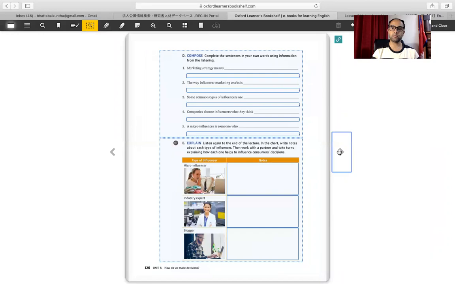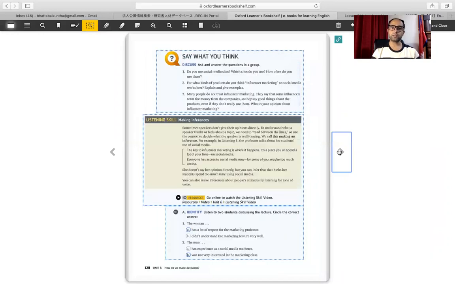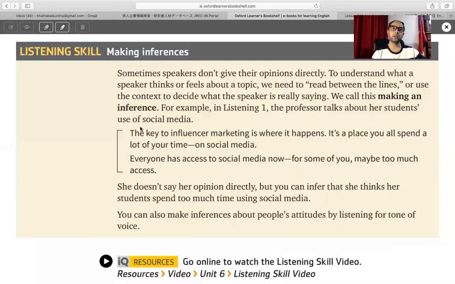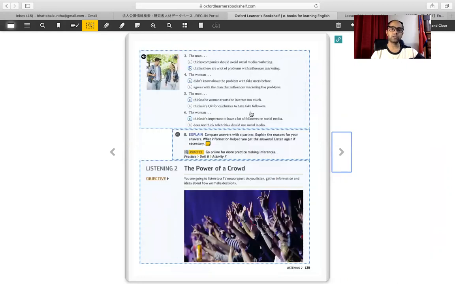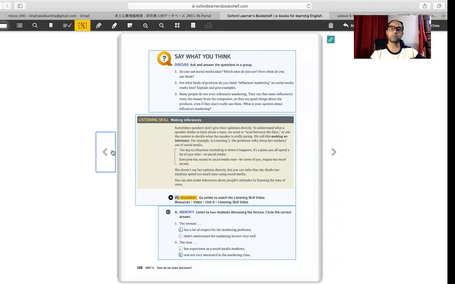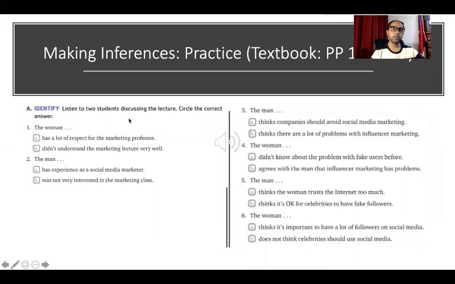Okay, let me go there. It's from page 128 and 129. If you want to review again, study the listening skill on page 128. And then the listening comes from pages 128 and 129. If you want to take notes in the textbook, take notes there. But for now, let's listen here. Listen to two students discussing the lecture. Then circle the correct answer. So there is a man and a woman. They are talking about the lecture and what their opinions are. So think about their opinions.